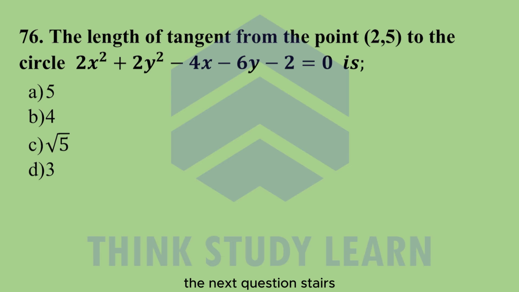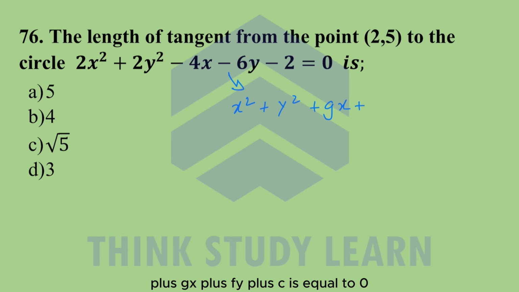The next question states, find the length of tangent from the points 2 and 5 to the circle equation 2x square plus 2y square minus 4x minus 6y minus 2 is equal to 0. To find the length of tangent, first we will rewrite this equation into the standard form of circle, which is x square plus y square plus gx plus fy plus c is equal to 0. This is the standard form of circle.